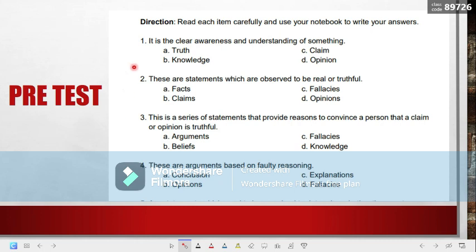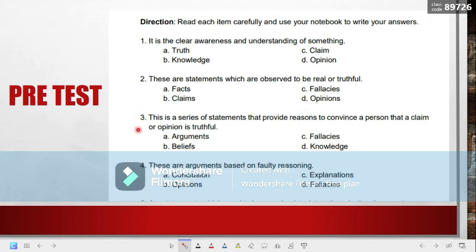Number 1. It is the clear awareness and understanding of something. Is it letter A, truth, B, knowledge, C, claim, D, opinion? Number 2. These are statements which are observed to be real or truthful. Letter A, facts, B, claims, C, fallacies, D, opinions.